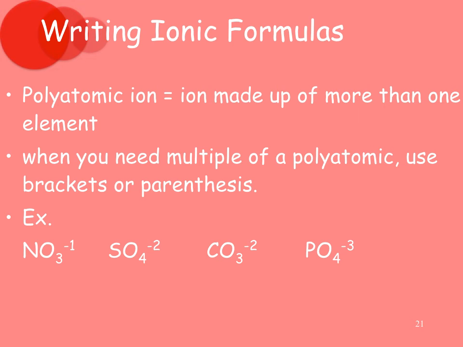Polyatomic ions are ions made up of more than one element. When you need multiples of a polyatomic ion, you need to use brackets or parentheses. A few examples of polyatomic ions are nitrate, sulfate, carbonate, and phosphate.